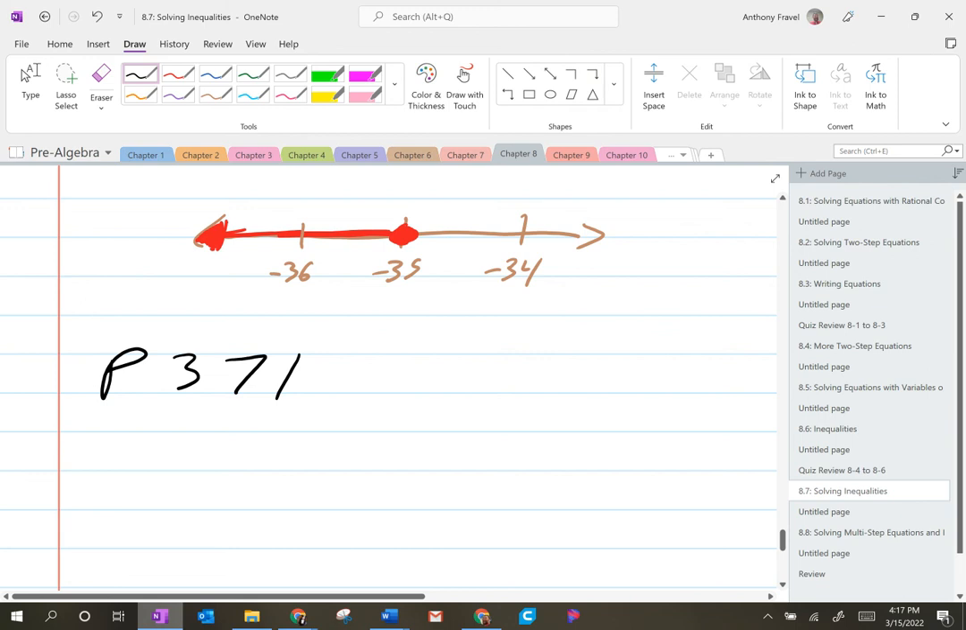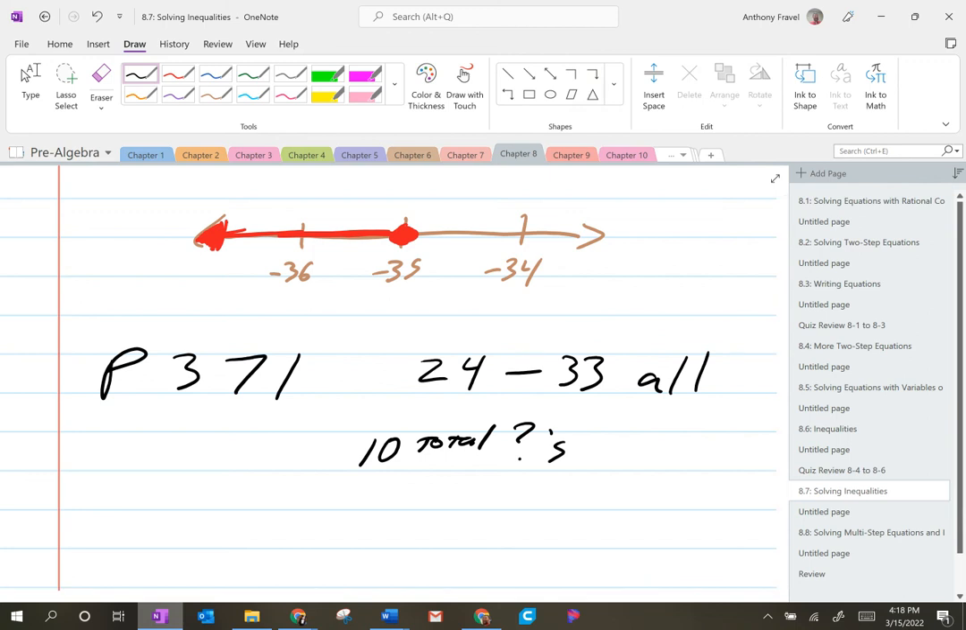What I would like you to do, 371, numbers 24 through 33, all of those ones. So 24 through 33, all of them. Okay? That gives you 10 total questions. Solve the inequality, graph the solution on a number line for numbers 25 through 33. All right, have at it.